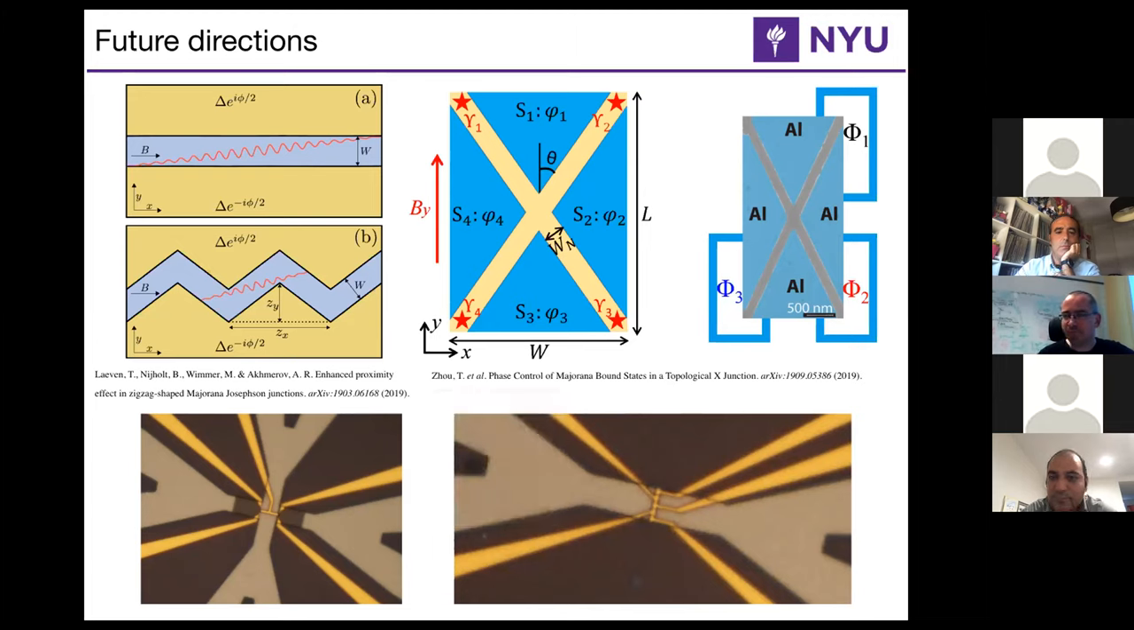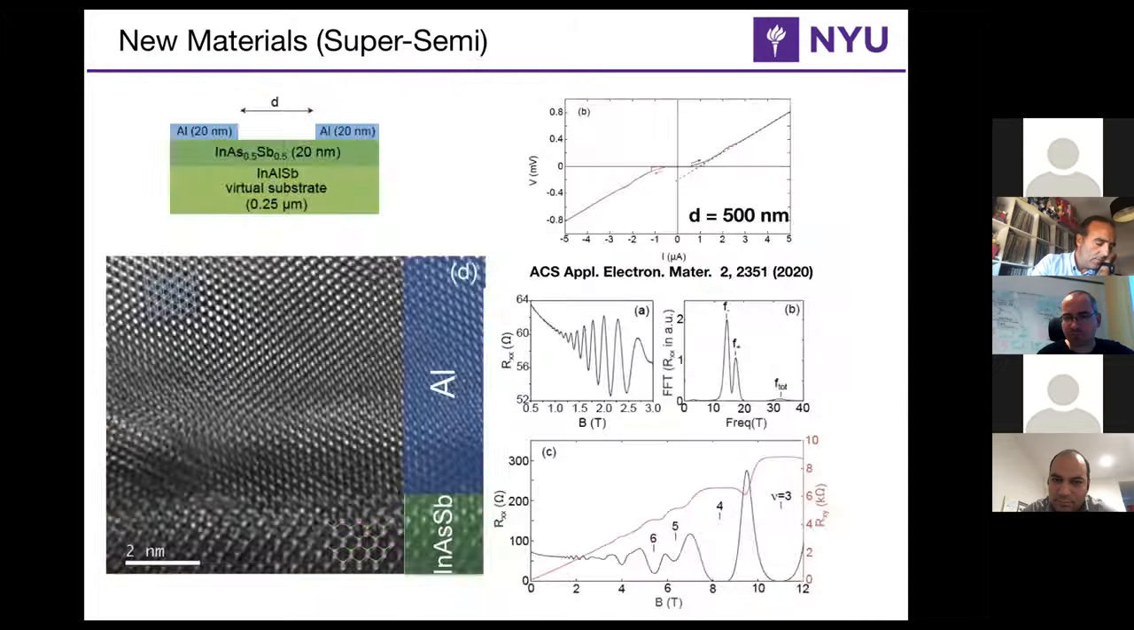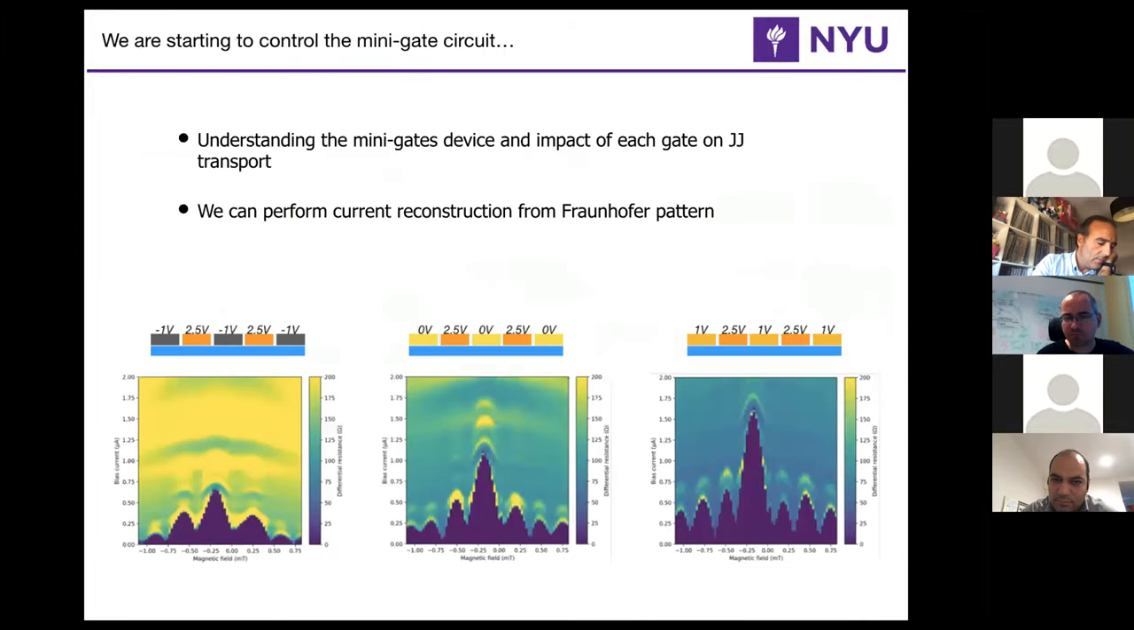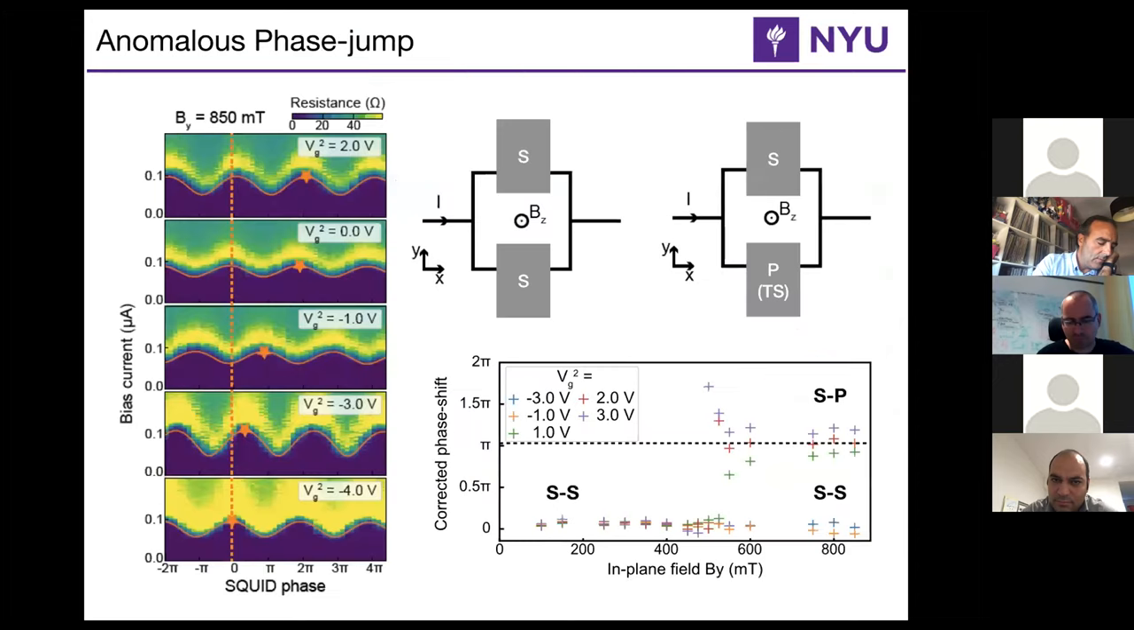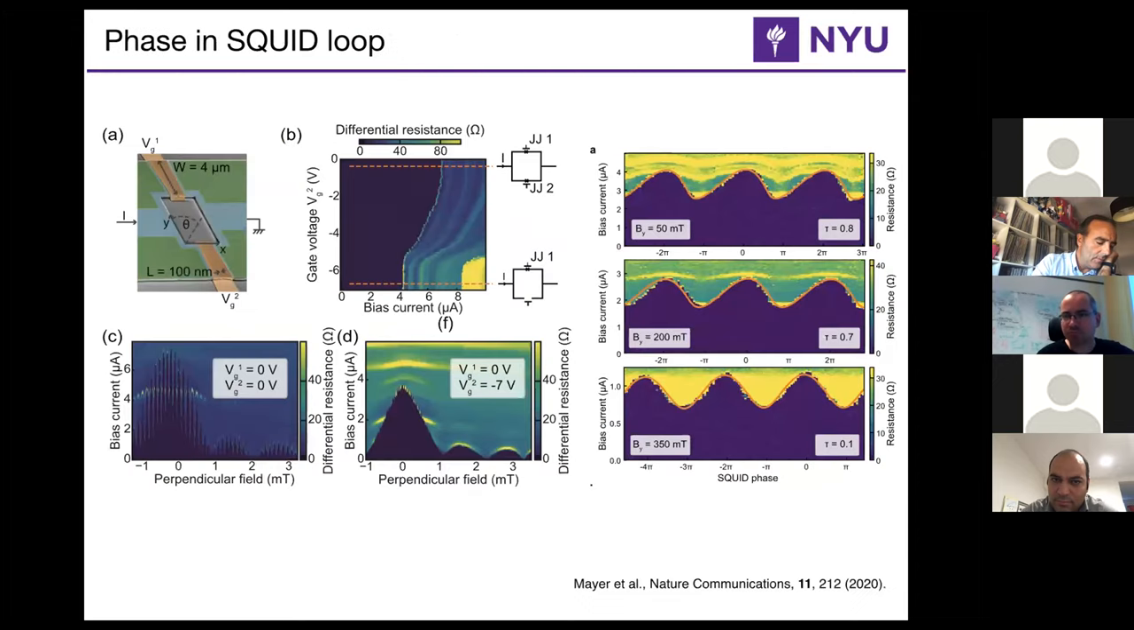Very interesting. So the only evidence you have for the topology of superconductivity is the closing of the gap. From the Fraunhofer pattern, can't you also get some evidence of the current distribution or to see if you have Majoranas?